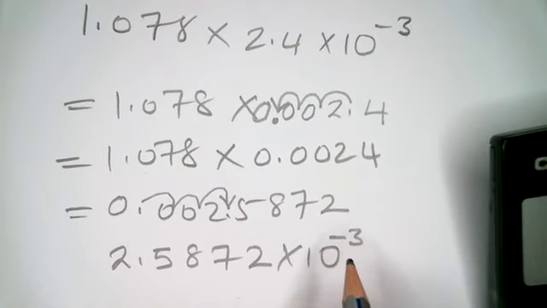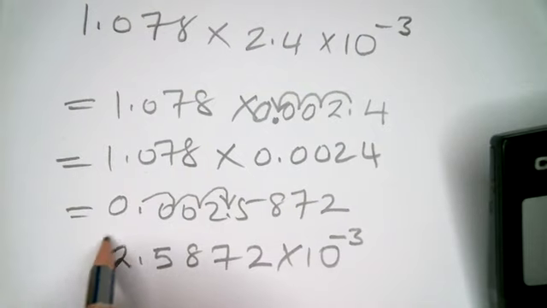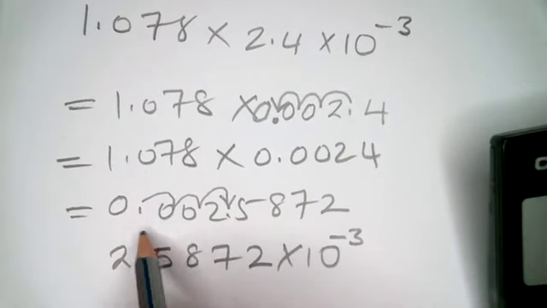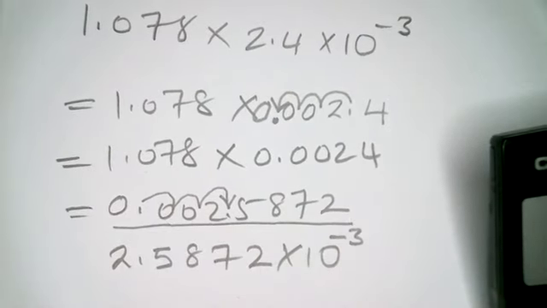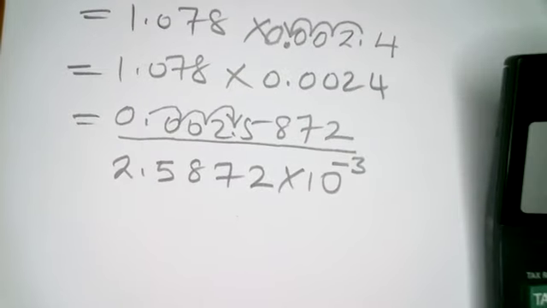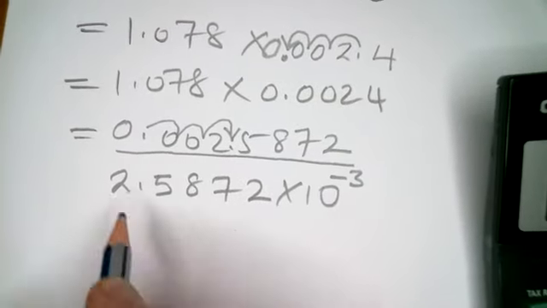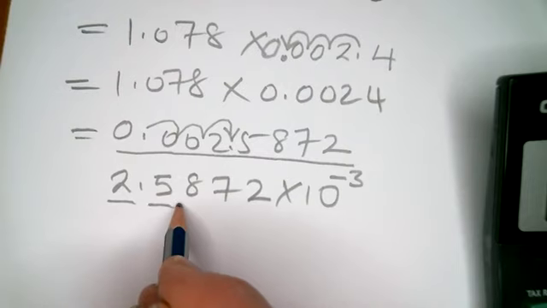So this represents a very small number. The minus means we're moving the decimal place to the left to make it smaller when we turn it back into just a general form number. Now, but we still have to make it 3 significant figures. So here are my 3 significant figures.